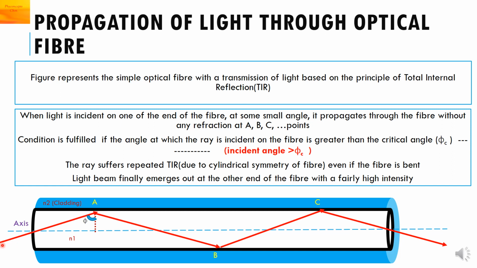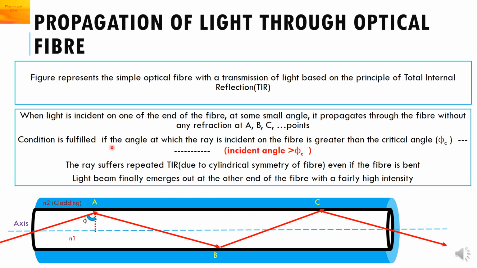When light is incident from one end of the fiber at some small angle, it propagates through the fiber without any refraction, that is, it is not coming outside into the cladding. So it will suffer total internal reflection at points A, B and C. So at these points no refraction will occur.